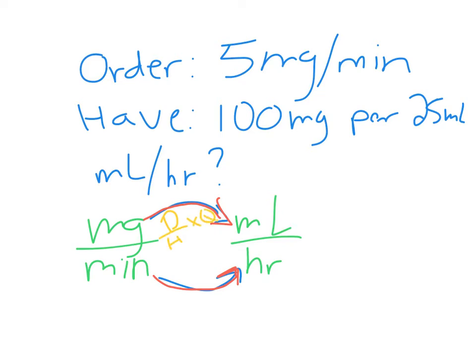So that's where D over H times Q comes in. Now to get from minutes to hours, that's where we have to know our relationship between those two units. We know that there are 60 minutes in an hour.